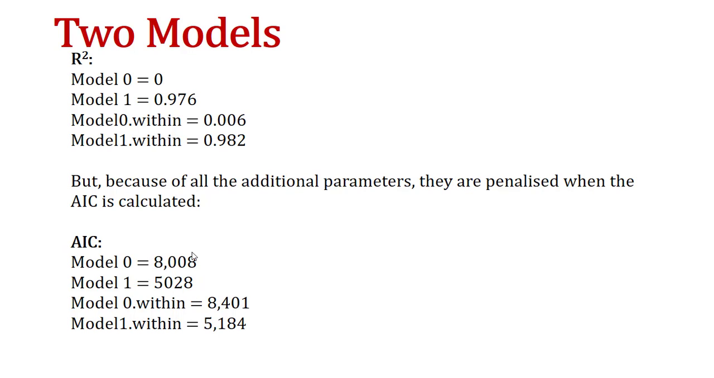But we cannot use model 0 and model 1 because they are violating the assumption of independence. So we have to use model 0 within and model 1 within. So this is the comparison we make, model 1 within against model 0 within, and it's a huge difference between the two models. The lower AIC is for model 1, so that shows that model 1 is a much better model than model 0. Model 1 within, much better model than model 0 within.